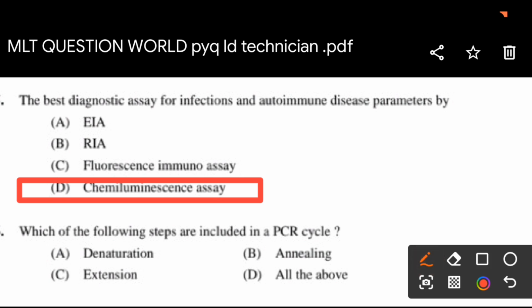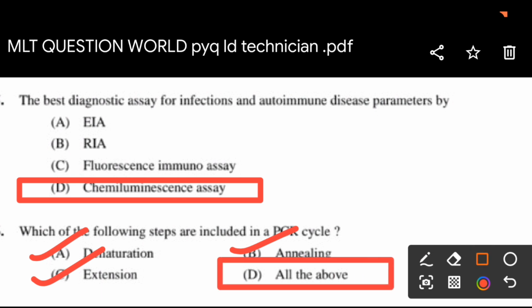Next, which of the following steps are included in PCR cycle? Denaturation, annealing, extension, all the above. Here in a PCR cycle, denaturation, annealing and extension. These three are the steps of PCR. So, the right answer is all the above.